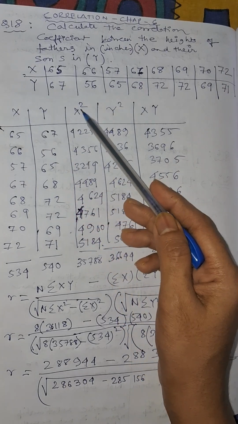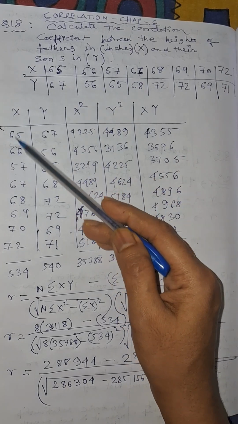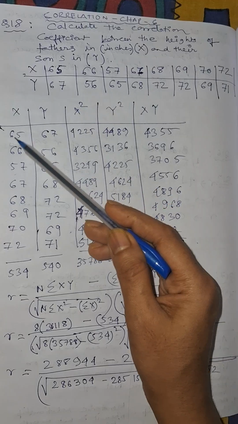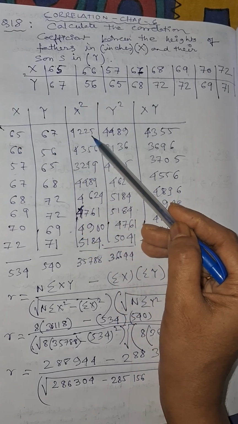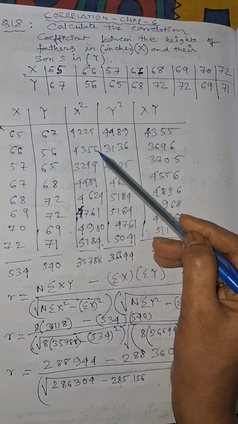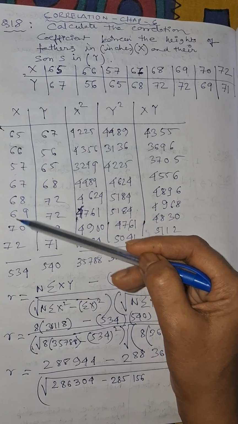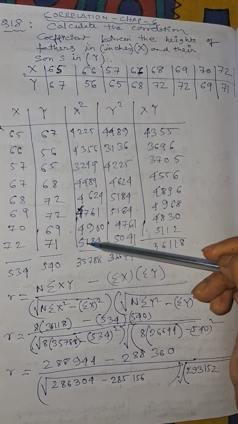Then we will have to calculate x squared. So squaring the x values, we will get x squared. Like 65 into 65 is 4225. 66 into 66 is 4356. In this way, we square all these values and we get the x squared values.